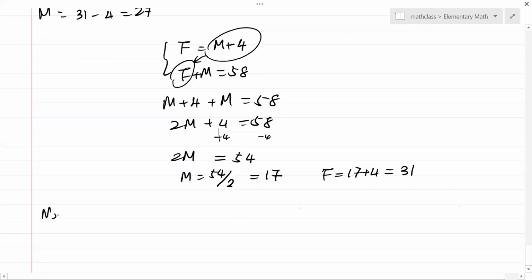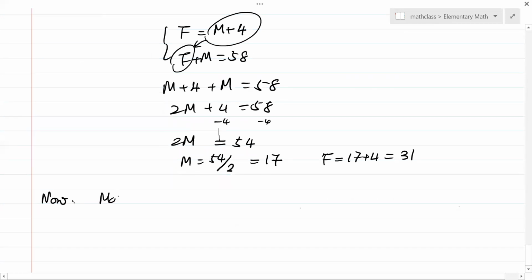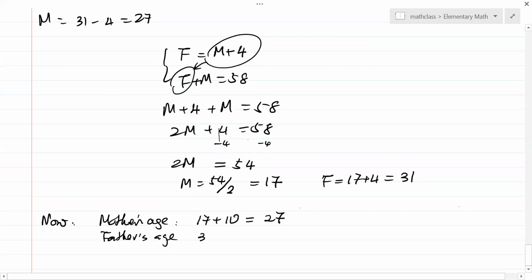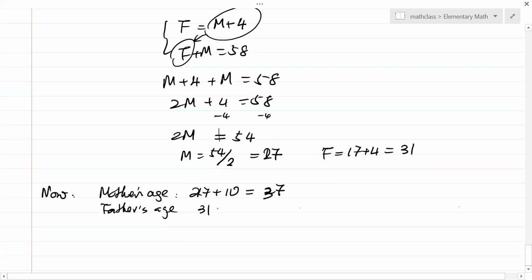And now what happens? Now, mother's age, 10 years later, right? 27 plus 10 is 37. Father's age will be 31 plus 10, 41.